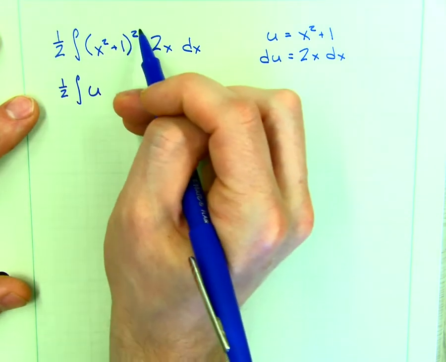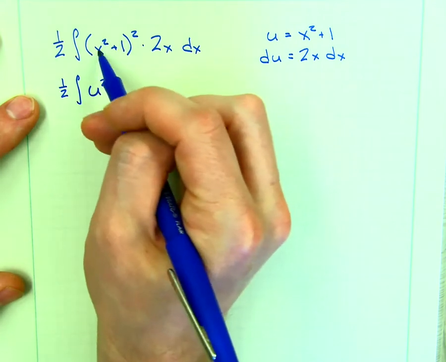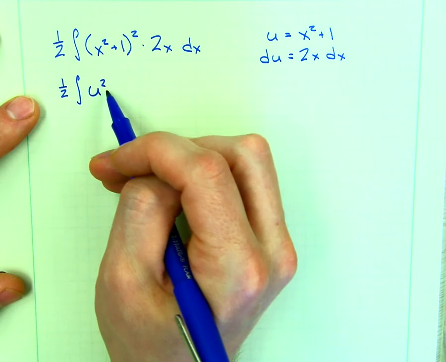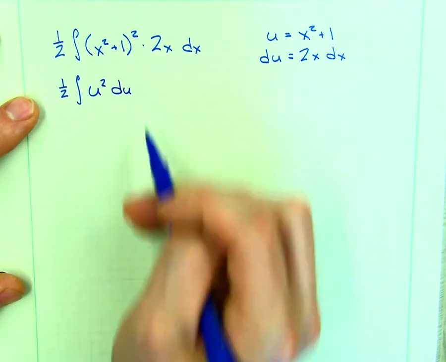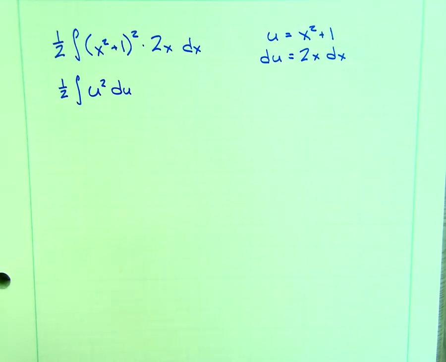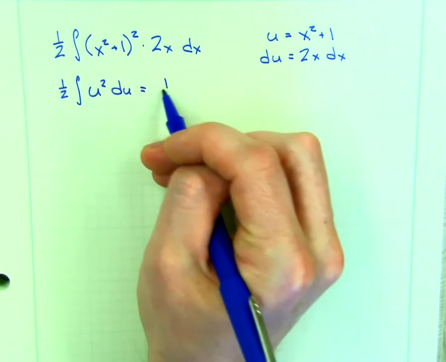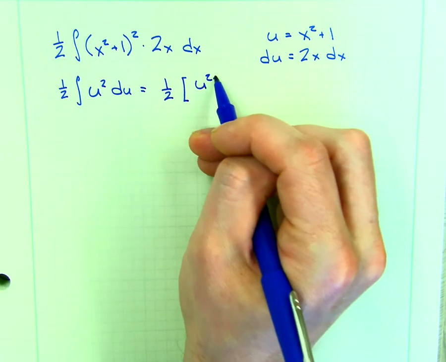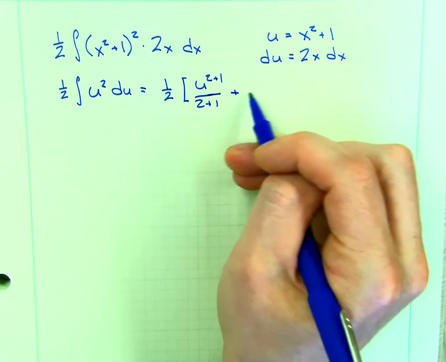I've kind of been ignoring this squared power, but now it's got to come into play. So this whole time it's been x squared plus 1 squared, and since u is x squared plus 1, it's just going to become u squared. Now this 2x dx, that's going to exactly become du. And now I've got an integral that I can solve pretty easily. Thinking of the u's as x's or any particular variable, I can now just say, okay, this is going to be equal to 1/2, and then I've got u to the 2 plus 1 over 2 plus 1 plus c.